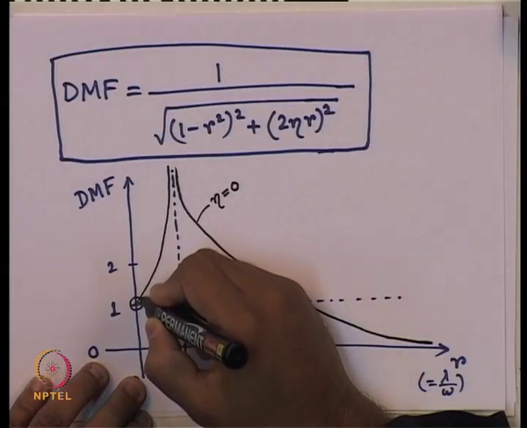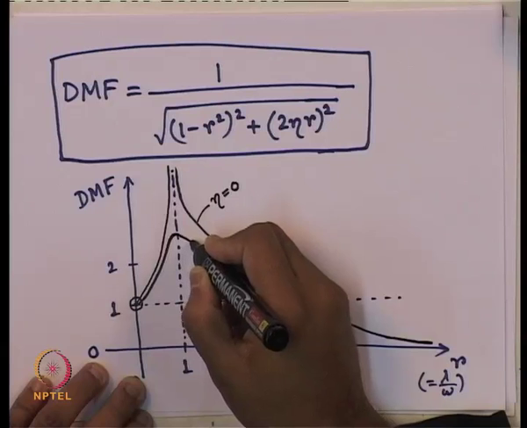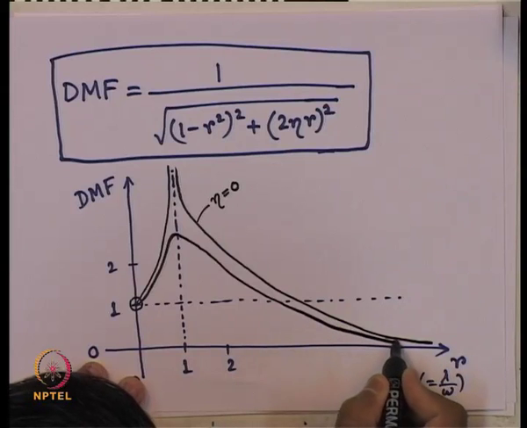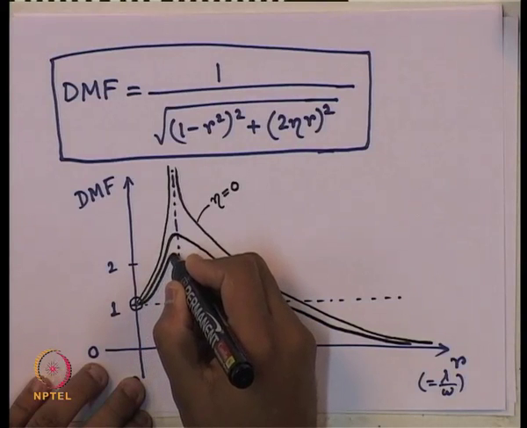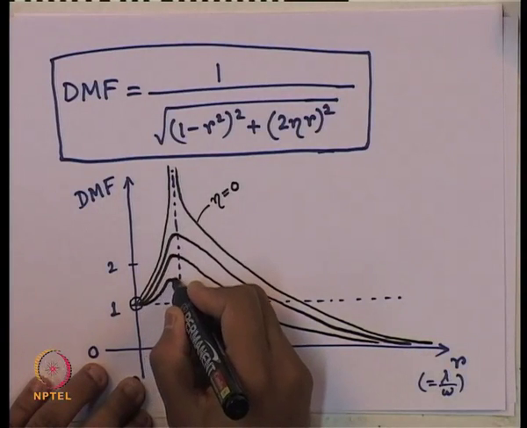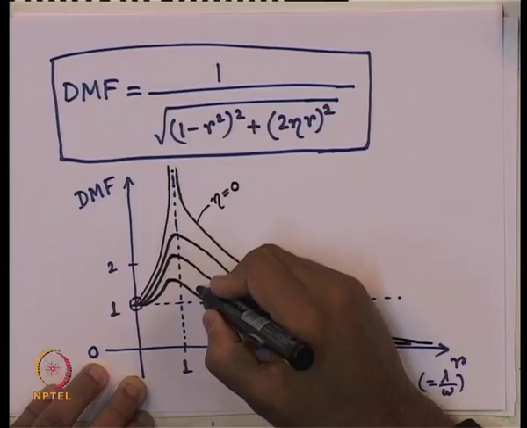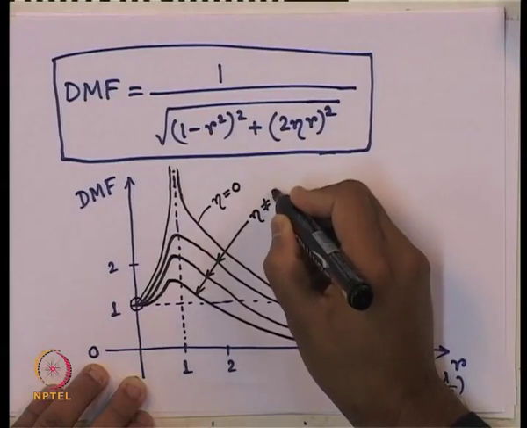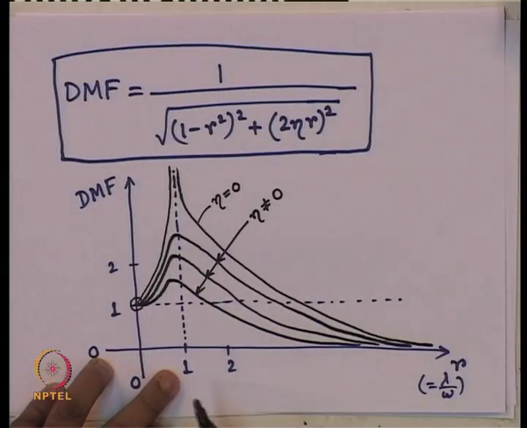Let me draw it first. So, it will approach 0 here. Then let me draw another graph with this. Then let me draw another graph with this. So, these are for different values of eta. So, eta non-zero. These are the graphs for eta non-zero, because here we will get some finite value.